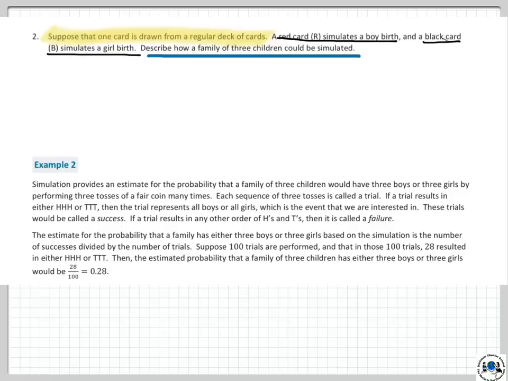So how could we simulate, just like we had done before? Remember, we had talked about the coin. With the number cube, it was a prime number for a boy, non-prime number for a girl. How might we use these cards to simulate a family of 3 children and their birth order?